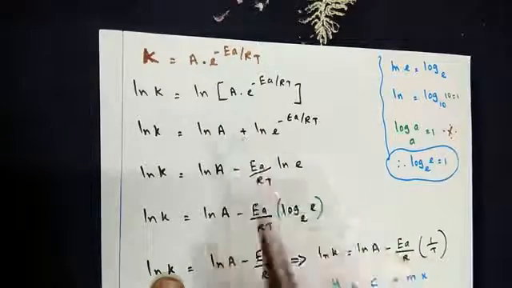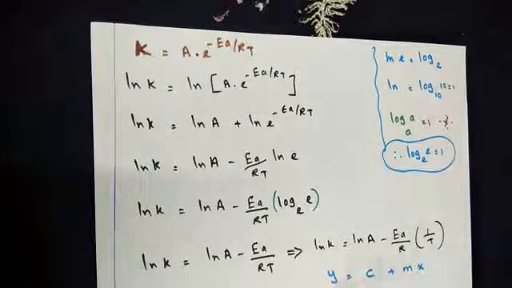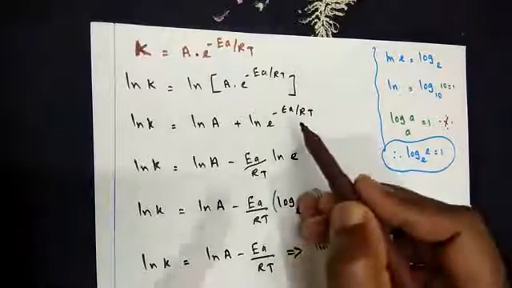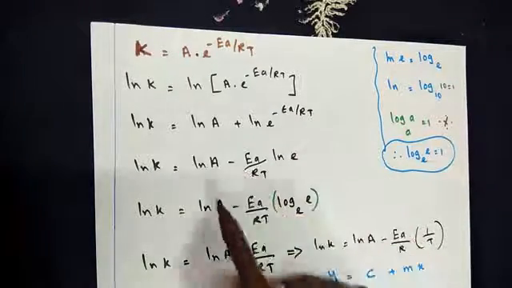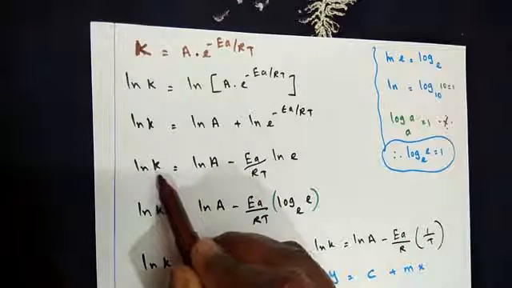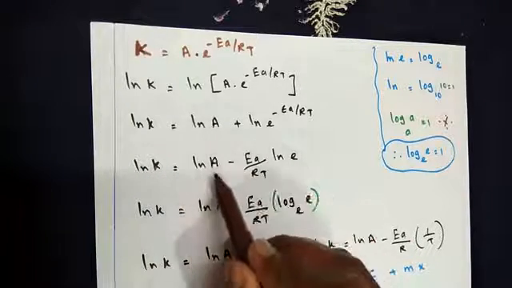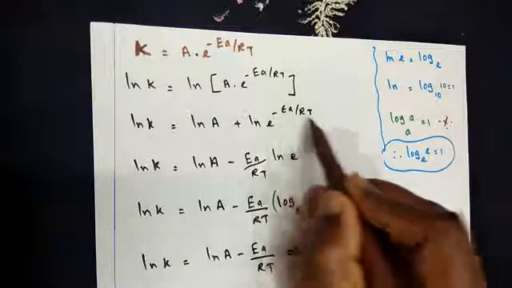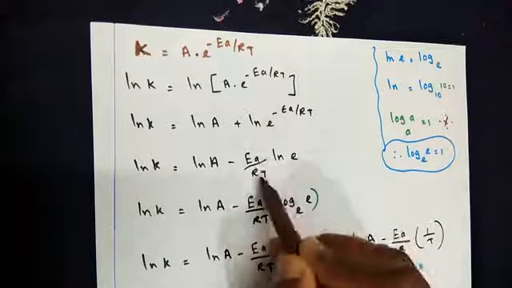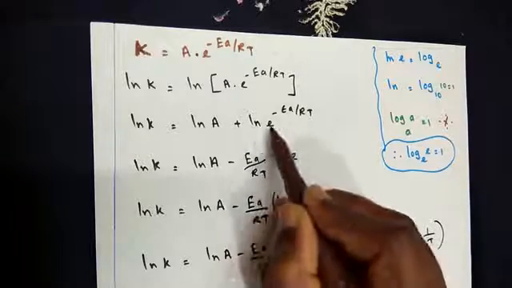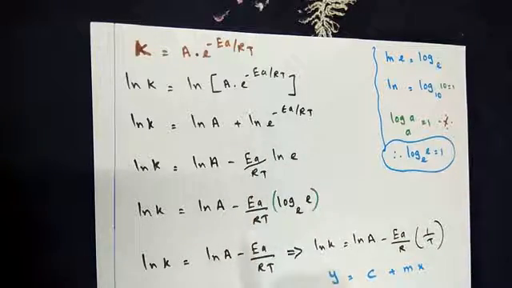So that's the meaning I'm writing plus here. Next, one more clue you have to remember. Again, in terms of logarithm, the power can be brought forward here. So natural log of k remains as it is. Natural log of a also remains. This power comes in front. So we write it as minus Ea by RT. Natural log of e remains as it is here.